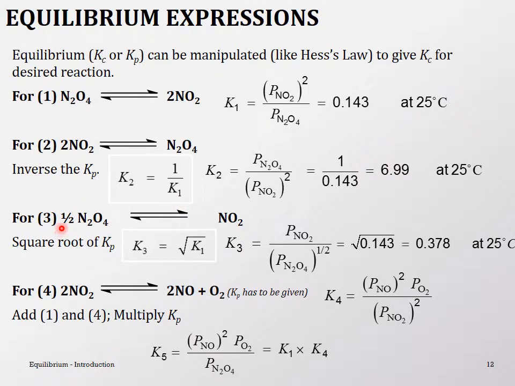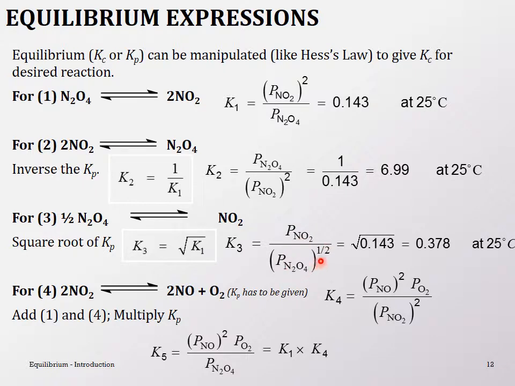So here you have half a mole of dinitrogen tetroxide to give only 1 mole of nitrogen dioxide. So the K3 for this equation is going to be NO2 to the power of 1 over here, because the 2 is not there anymore. It's just 1 mole. And then this is half, and so this is going to be halved also.